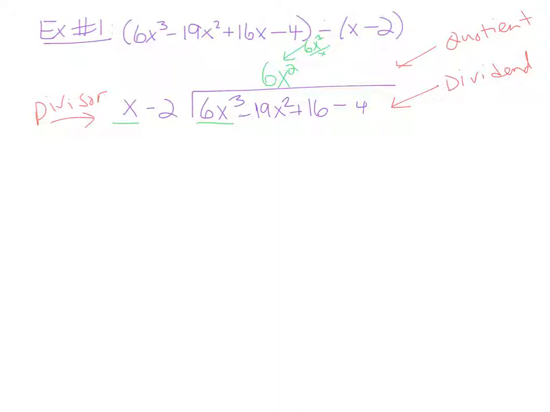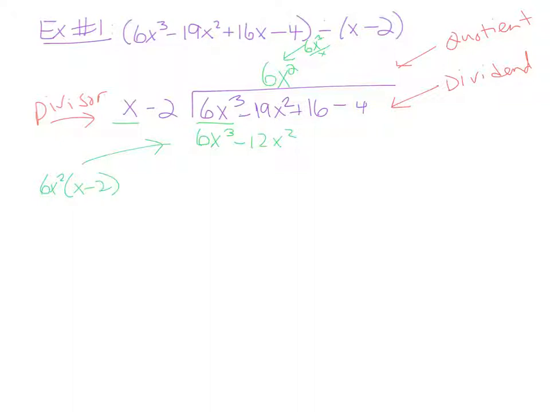Once you do that, then you are going to multiply 6x squared by your entire divisor, which is going to give you 6x to the 3rd minus 12x squared. So in case you want to write down what you're doing there, you are doing 6x squared times your divisor, which is x minus 2.